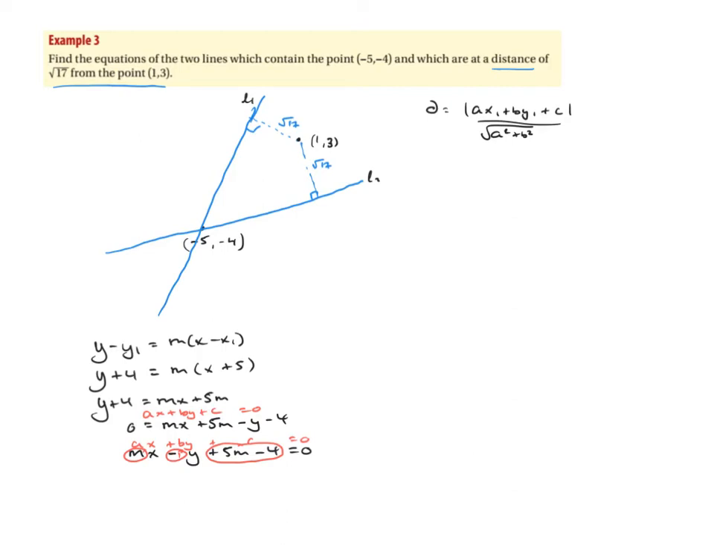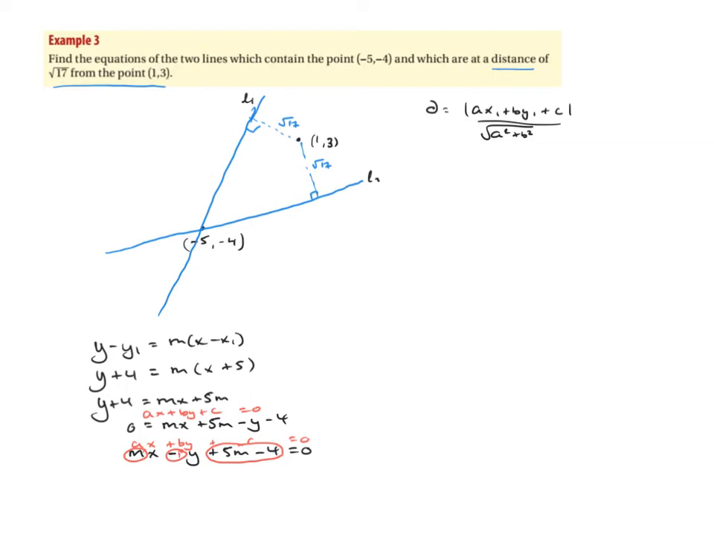Now I'm going to stick it into the perpendicular distance formula. I'm going to do it here, and we know that d is equal to the modulus of ax1 plus by1 plus c, all over the square root of a squared plus b squared. Now this is the important bit. We know what the distance is, because it says a distance from the point 1, 3. So here's the distance. We know that that distance is equal to root 17. And the point we're using is 1, 3.